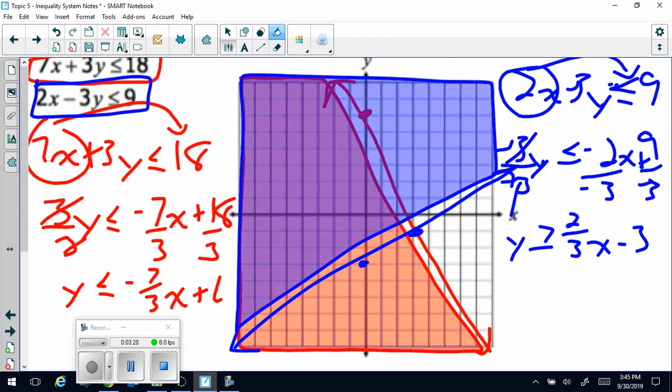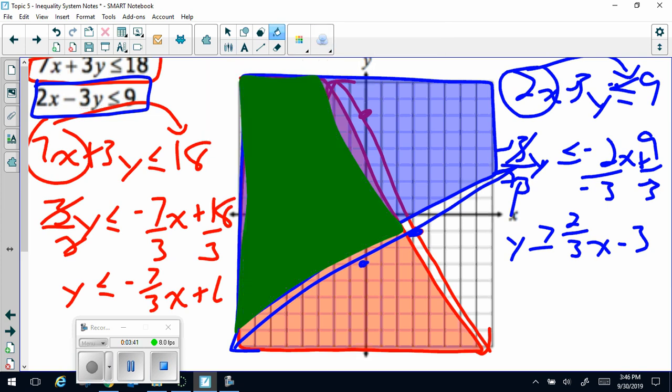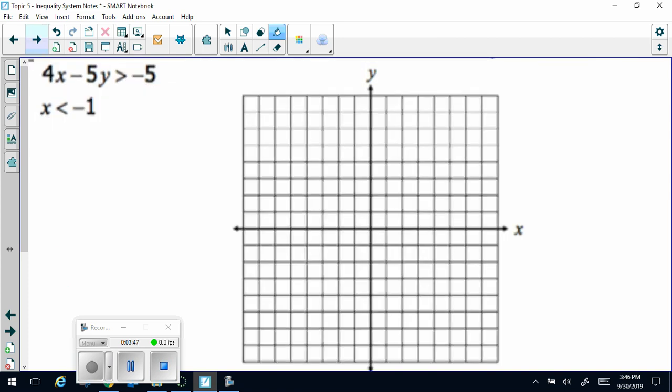Okay, you can see that they clearly overlap right here, right in this area. So anything that falls in that area is going to be my solution. Okay, let's do another one.